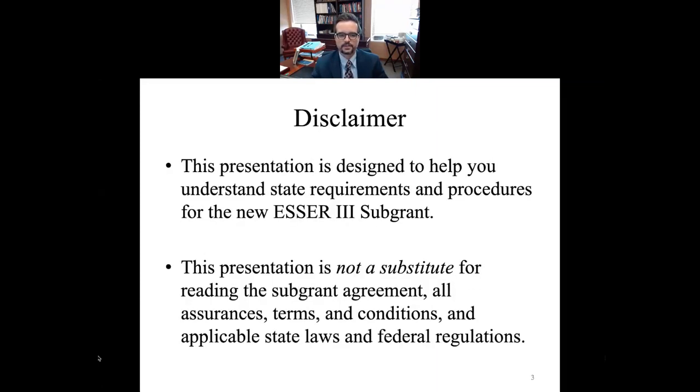As always, our disclaimer is that this presentation is designed to help you understand state requirements and procedures for this significant amount of emergency relief funds, but is not a substitute for reading the grant agreement, all assurances, terms, and conditions, and all the applicable state laws and federal regulations that govern these funds.